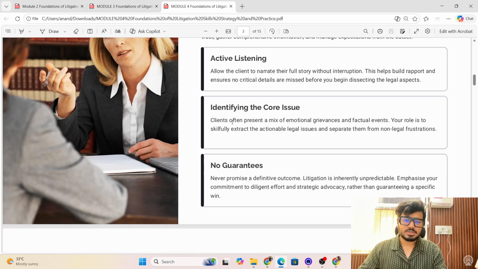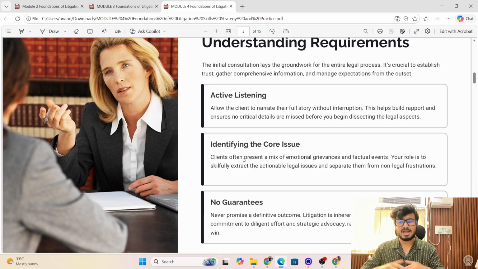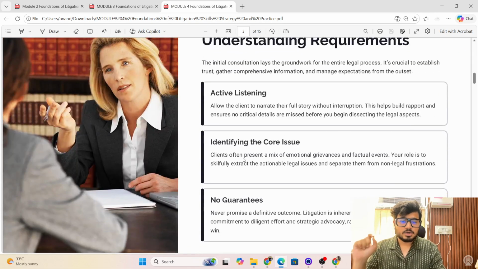Identifying the core issue. Clients often present a mix of emotional grievances and factual events. Your role is to skillfully extract the actionable legal issues and separate them from non-legal frustration. Sometimes clients come because they find out that any petty infringement of their right is actionable. But sometimes it is a matter of how you persuade your client. Sometimes it gets resolved by sending a legal notice only. Sometimes it gets solved by mediating between both the parties. There is no need to always approach the court. So it is very important that you identify the core issue.